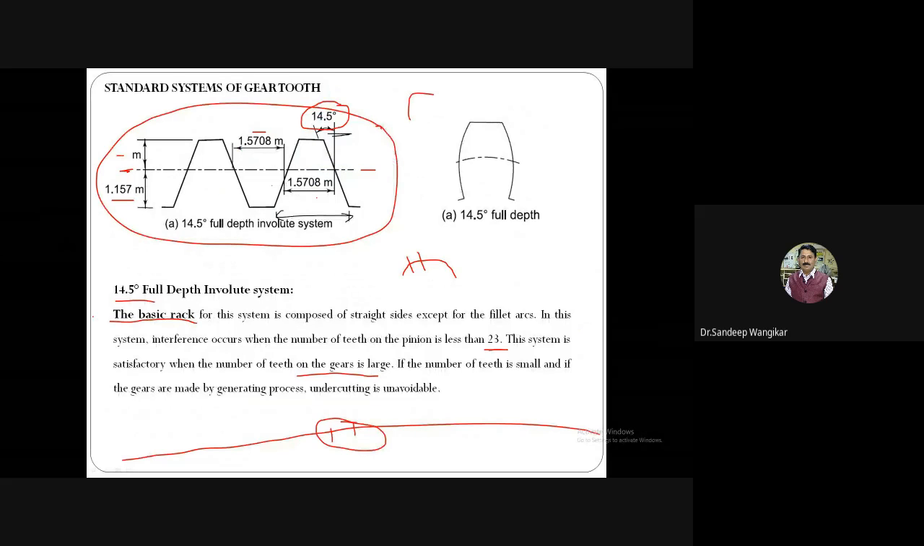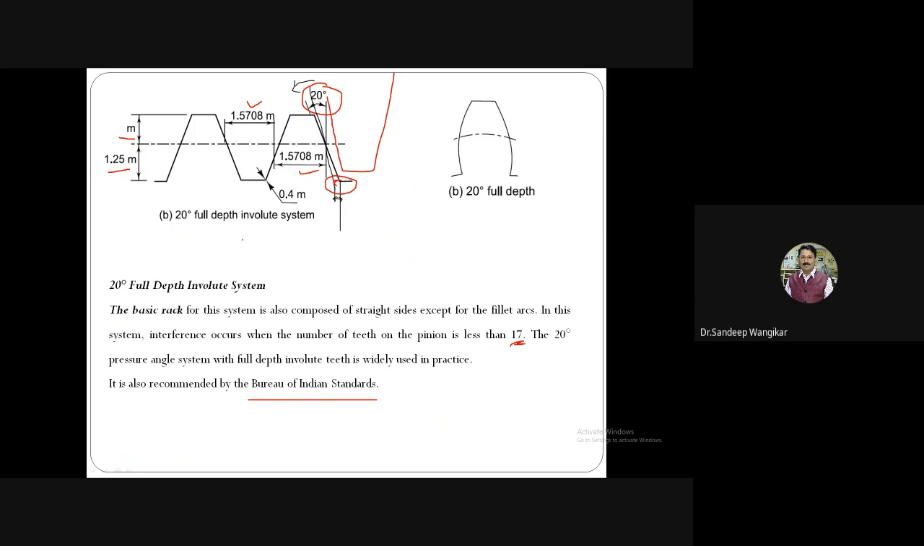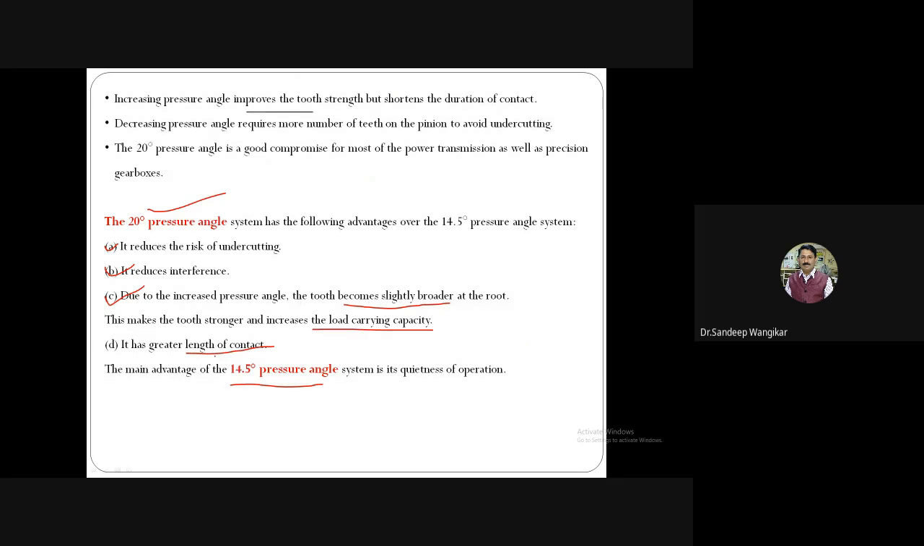We have discussed basic rack, the definition. Then first system is 14.5 degree full depth involute system. See here the addendum and the dedendum. Then 20-degree full depth involute system, addendum and dedendum. Advantages of 20-degree system over 14.5-degree pressure angle system: less chances of interference, undercutting, increased pressure angle, tooth becomes slightly broader. Therefore, load carrying capacity is higher.